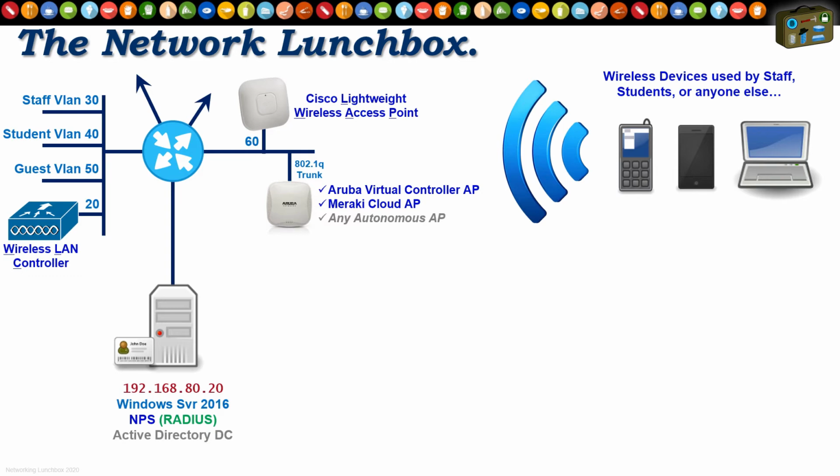So for the demonstration in a minute, we're going to use the Cisco Lightweight Access Point set up to a controller, but on some of my other videos, if you're interested, you can look at how we can do exactly the same thing with an Aruba virtual controller and with the Meraki cloud-based access point as well. Exactly the same. Different types of wireless setups, but all pointing to the same Radius server.